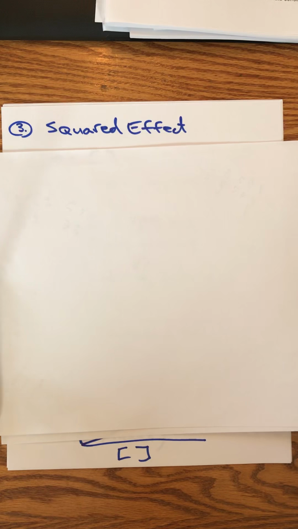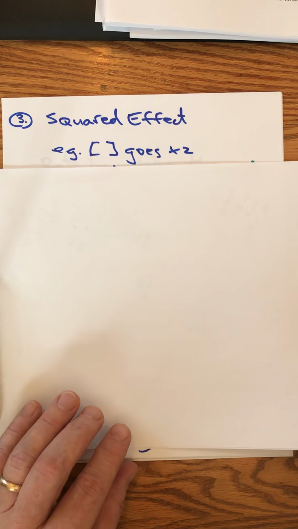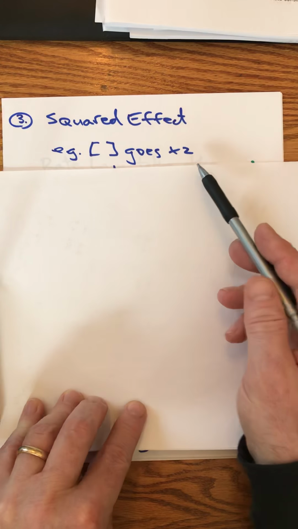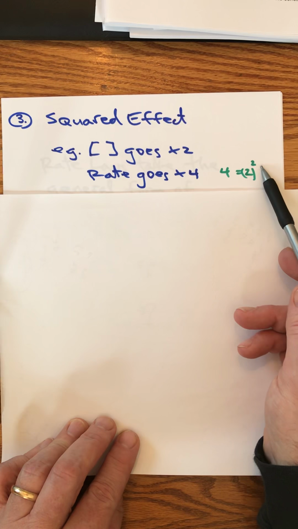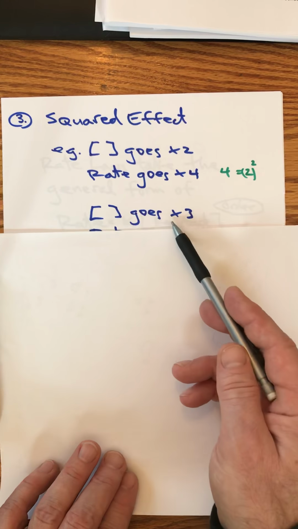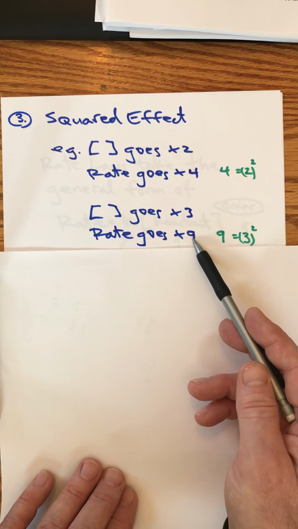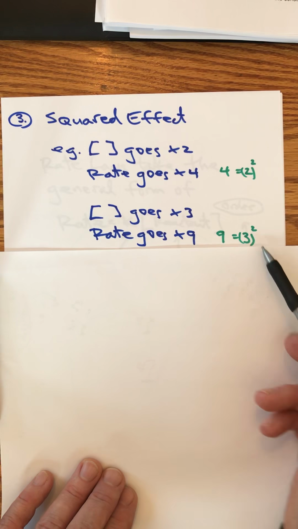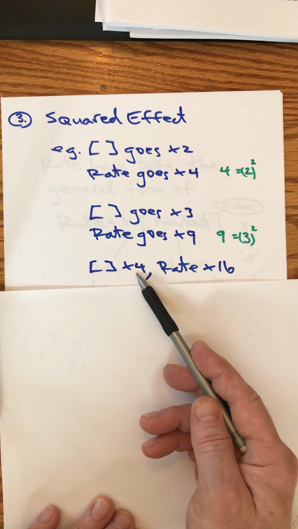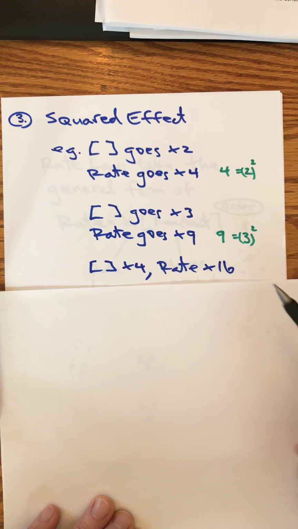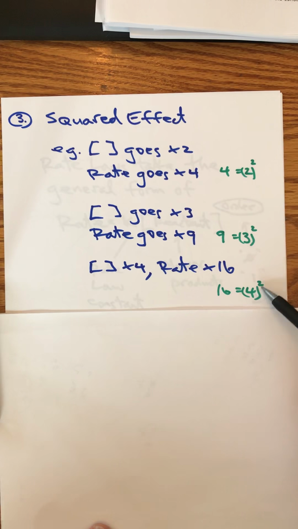And our last case scenario, what if we had a squared effect? I took my concentration, I doubled it. Yeah, my rate is 4 times faster. Well, 4 is 2 squared. I took my concentration, I tripled it, and it's 9 times faster. Yeah, 9 is 3 squared. I took my concentration, I made it 4 times stronger, and the rate is 16 times stronger. Well, 16 is 4 squared. 2, 2, 2. These are called second order relationships.